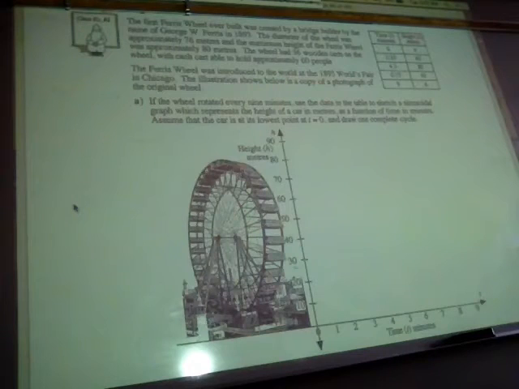The diameter of the wheel was approximately 76 meters, and the maximum height of the Ferris wheel was approximately 80 meters. The wheel had 36 wooden carts, with each cart able to hold approximately 60 people. The Ferris wheel was introduced to the world at the 1893 World's Fair in Chicago. The illustration shown below is a copy of a photograph of the original wheel. It's just amazing. If they can hold 60 people each, that's pretty impressive.